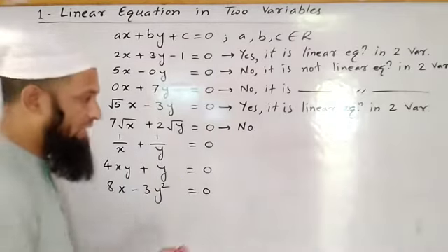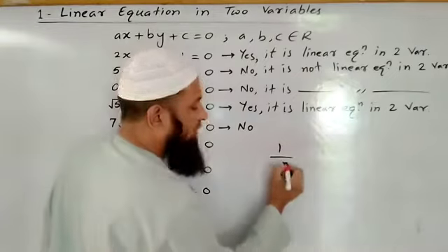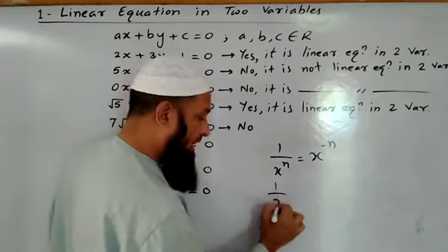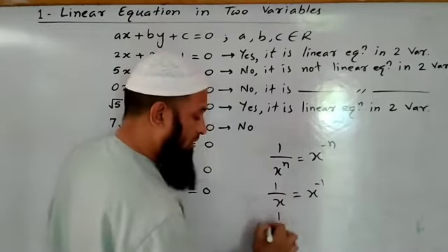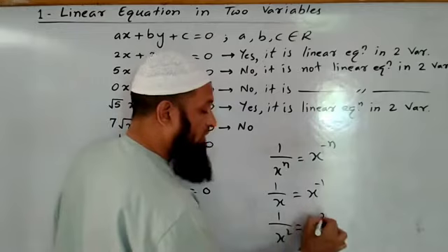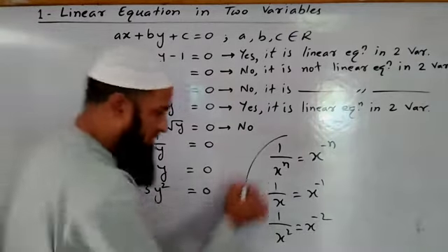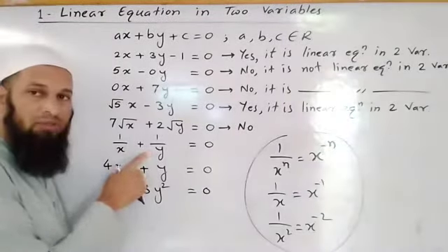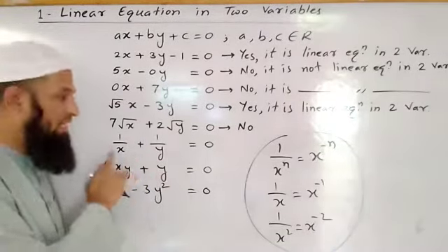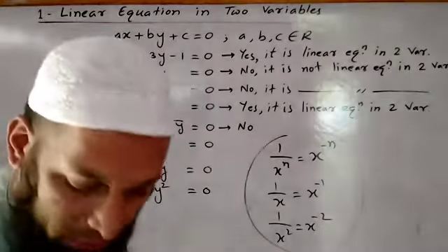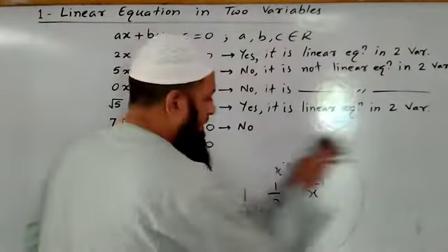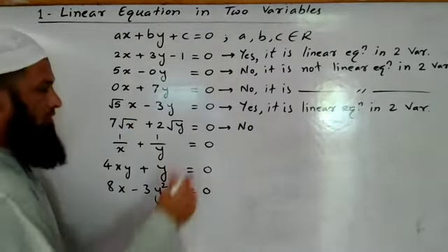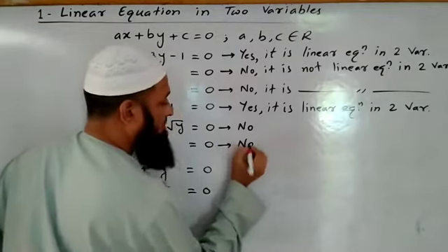In that chapter you have learned that 1 upon x raised to n is nothing but x raised to minus n. Using this formula we can say 1 upon x is equal to x raised to minus 1. 1 upon x square is nothing but x raised to minus 2. So using this formula we can say 1 by x is nothing but x raised to minus 1 and it is y raised to minus 1. So degree is not 1, degree is minus 1, that's why it is not a linear equation. I'll write here. Okay. No, it is not a linear equation.